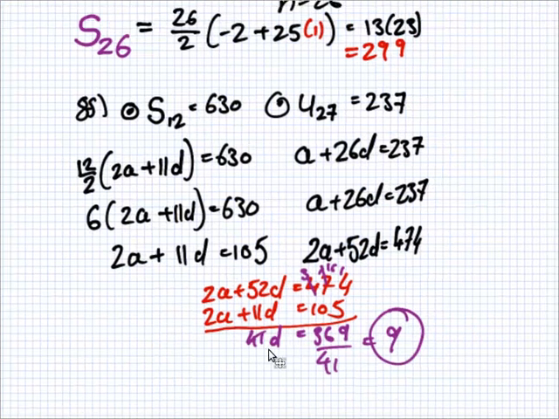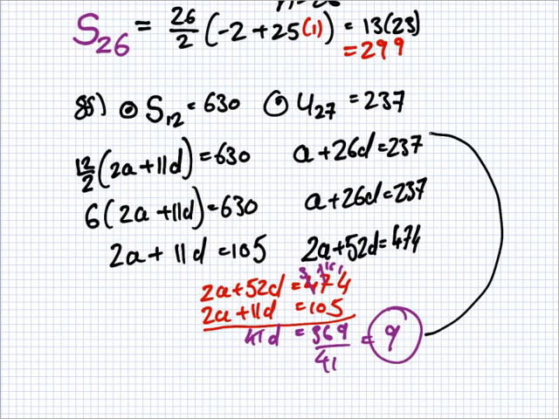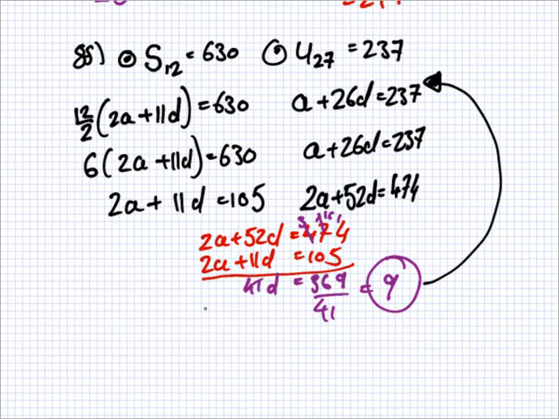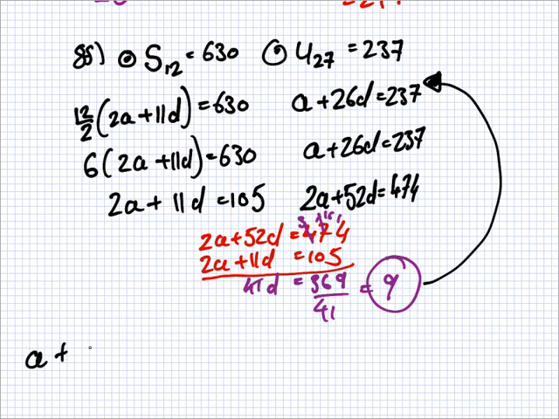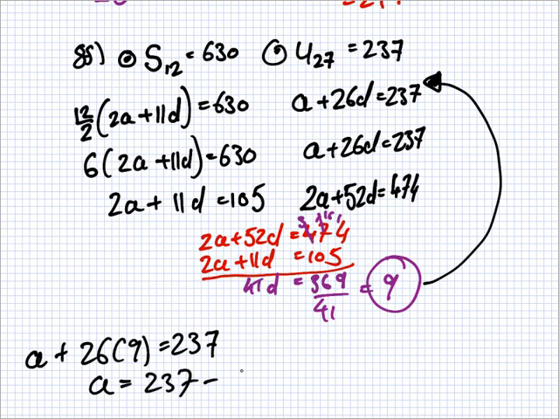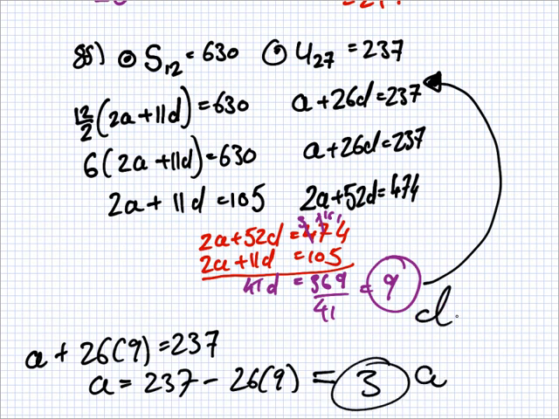And now how can we get the A? If we put it back into this one, I think. So we get A plus 26 times 9 equals 237. So A is 237 minus whatever 26 times 9 is. So what do we get for the A now? 3. Okay, so there's my A and that's my D.